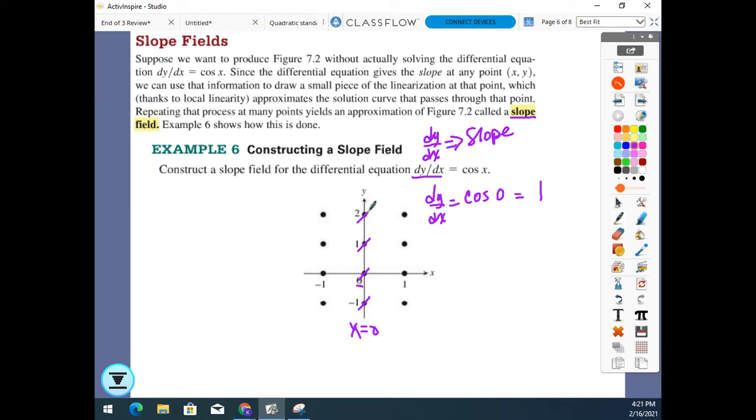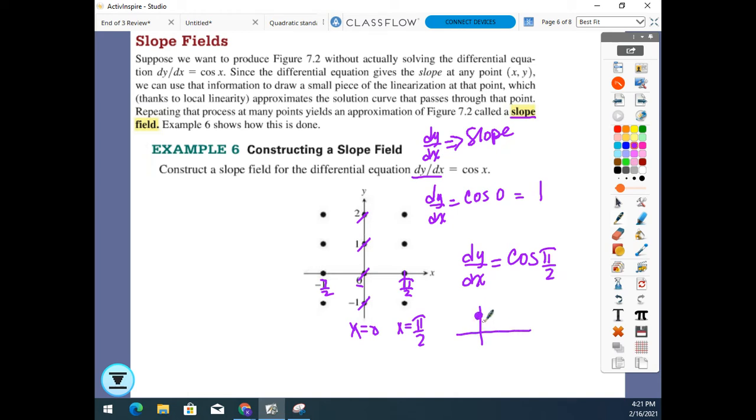Now, I think it's almost easier. What I'm going to do is call this pi over 2 and call this negative pi over 2. Let's label it that way because that's going to be easier for us to determine. So this whole vertical spot here is where x is pi over 2. So what does dy/dx equal if x is pi over 2? What is cosine of pi over 2?